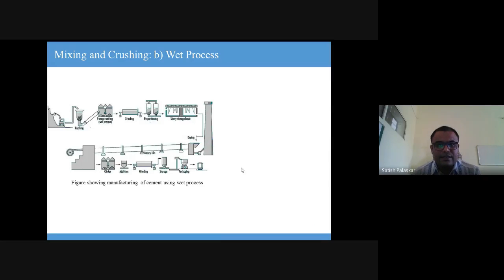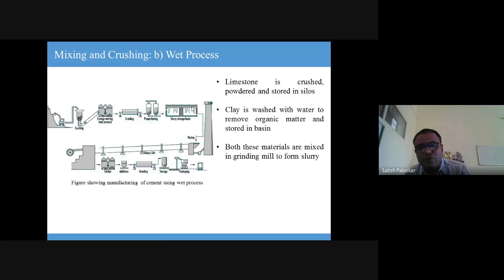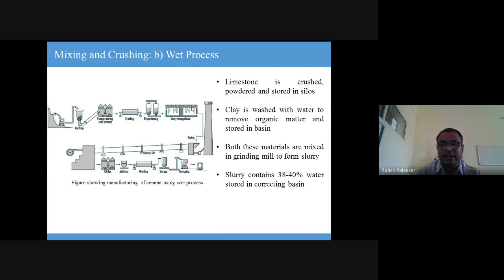You will see here the slurry storage basin, where water is added. Limestone is crushed, powdered, and stored in silos. Clay is washed with water to remove organic matter and stored in a basin. Both these materials are mixed in a grinding mill to form slurry. That slurry contains 38 to 40% water and is stored in a correcting basin.